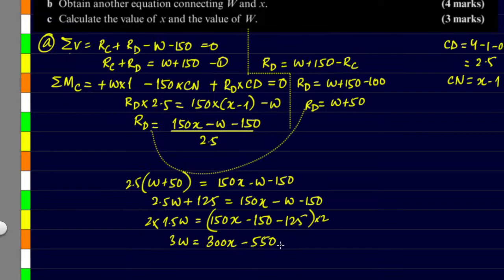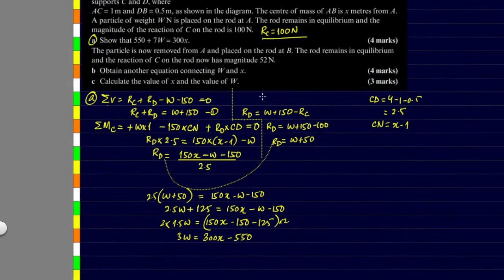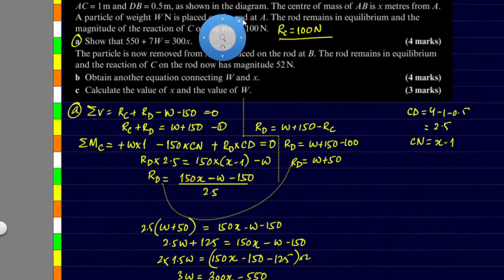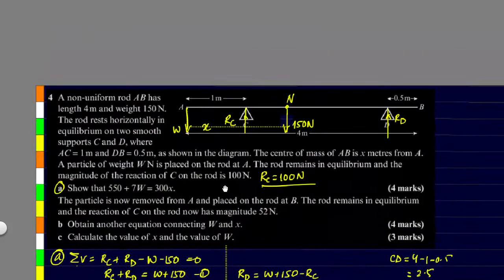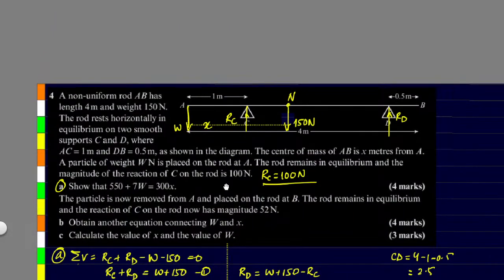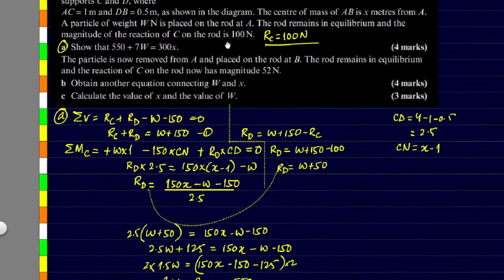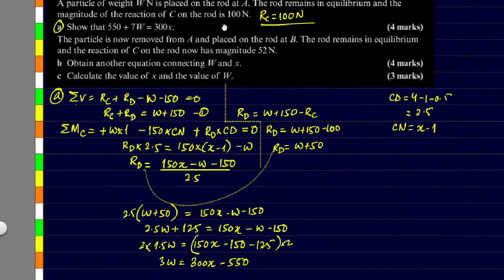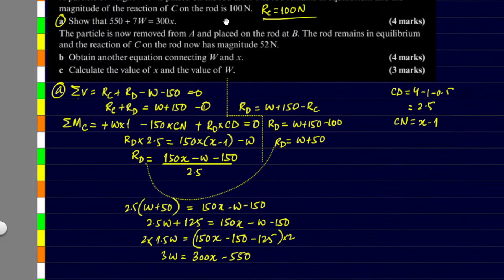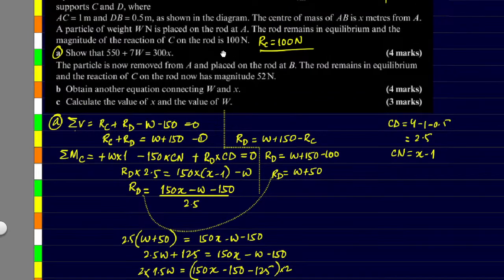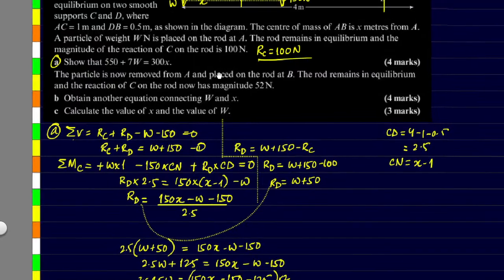We are getting a slightly different equation. Instead of 7W, we are getting 3W. Have you made any mistake in the distances or anything? RD into CD. CD is 2.5 only, no? Yes, sir. 2.5, 1.5, correct?